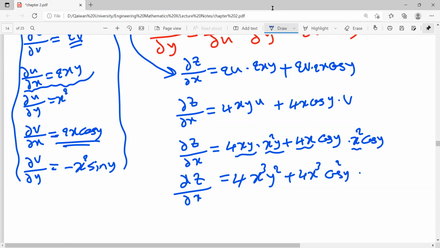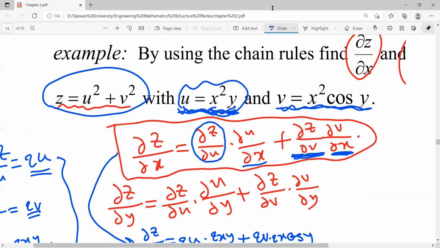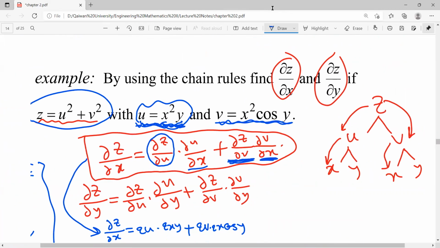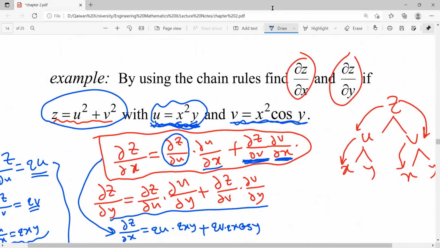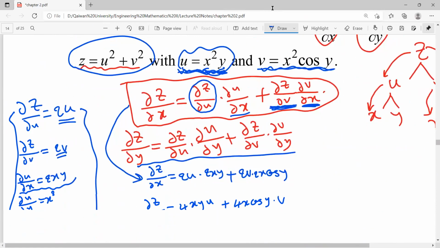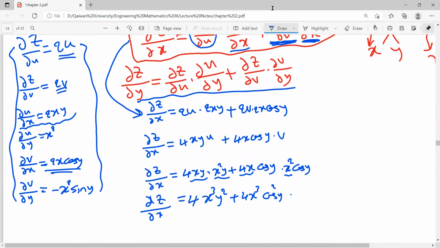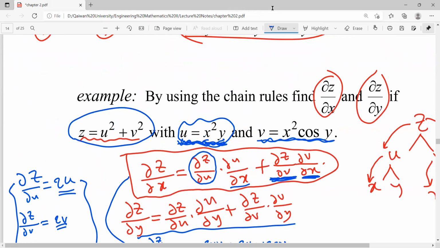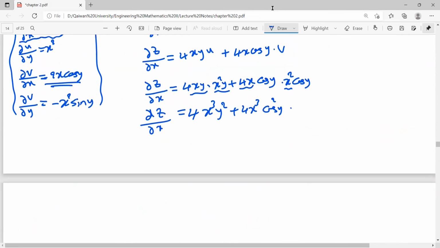Okay. So here, the most important thing is using this tree to write down the chain rules and then write down all the derivatives that we need in the chain. That's all. Just substituting. Then at the end, in the result, we must have only x and y. If you have u and v, they should be given in the example. We just replace them by their formula. So we get partial z by partial x.